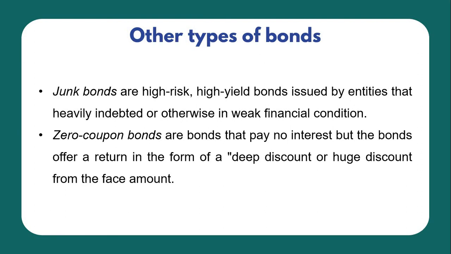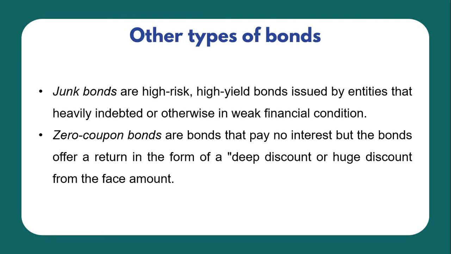We also have junk bonds or high-risk, high-yield bonds issued by entities that are heavily indebted or otherwise in weak financial condition. So, these junk bonds can be described as bonds issued by a corporation with a weak financial condition. If you are an investor in an entity with a weak financial condition, you really take the risk in investing in that particular bond.